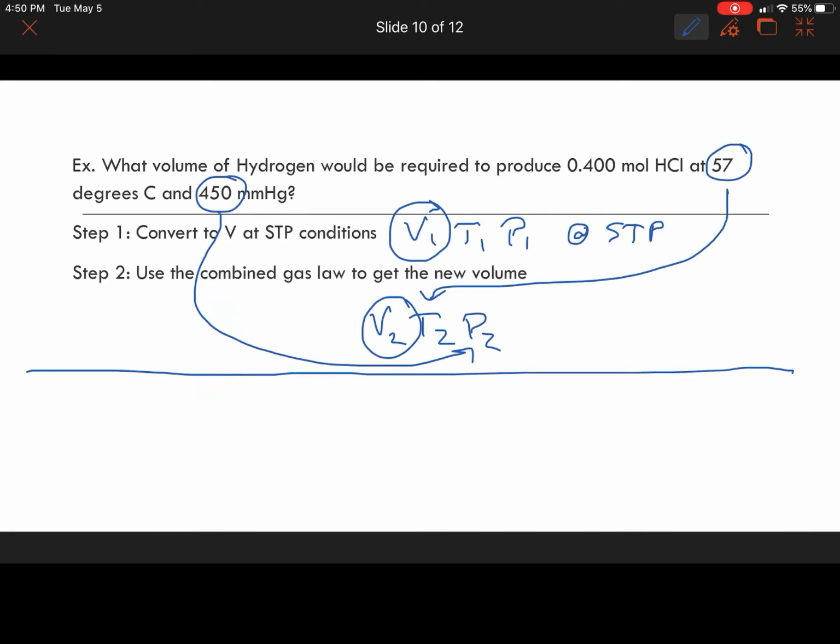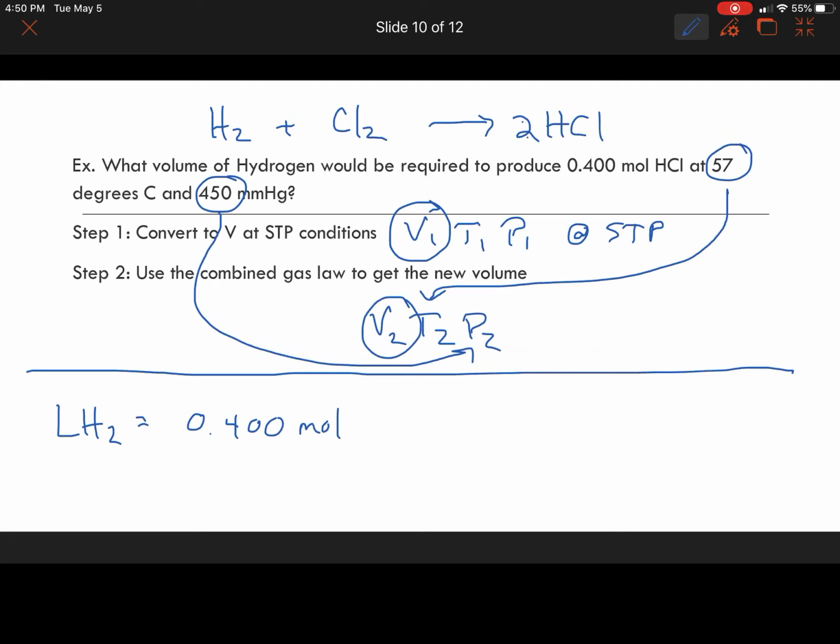So if I want to find the volume of H2, liters of H2 is going to be equal to, use your dimensional analysis like we always do, 0.400 moles of, oh man, I forgot to balance the equation first, sorry guys. It's going to be H2 plus Cl2 goes to 2 HCl. So the ratio between them is going to be 1:2.